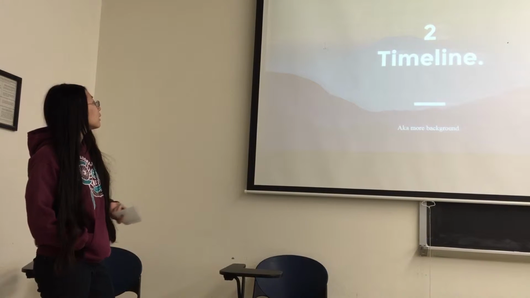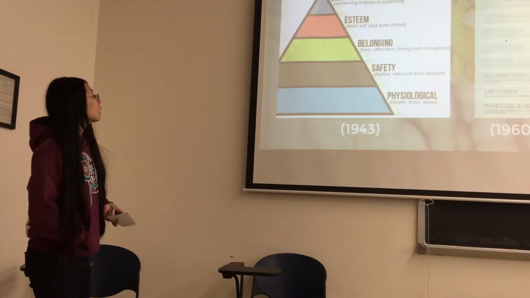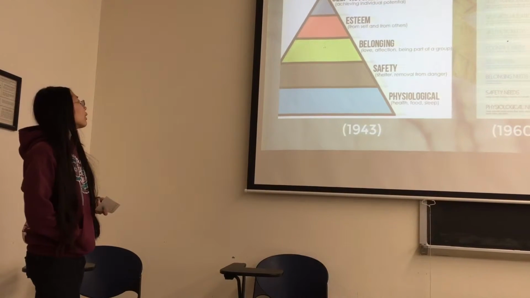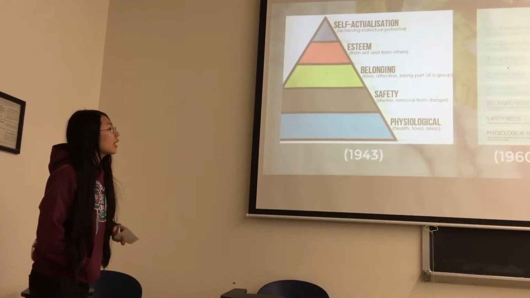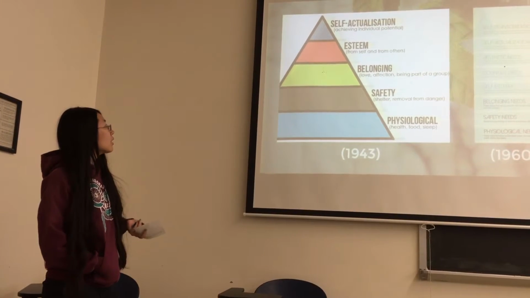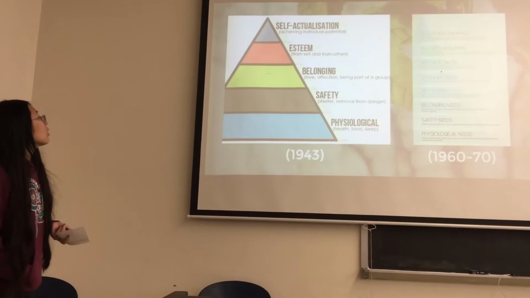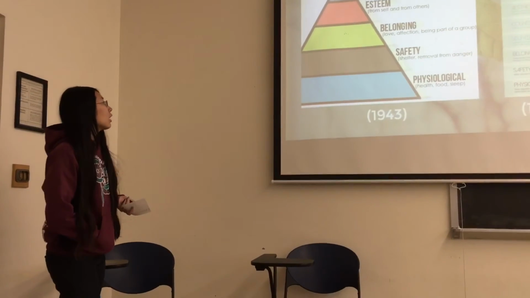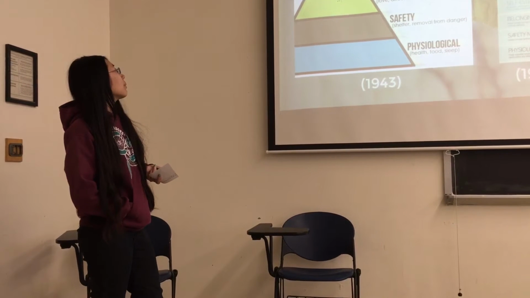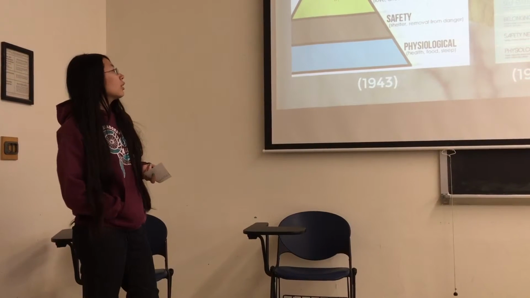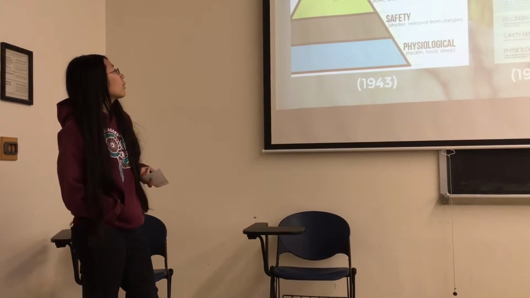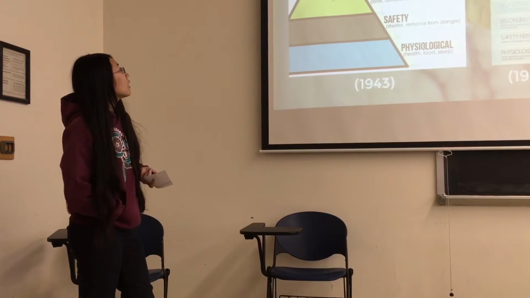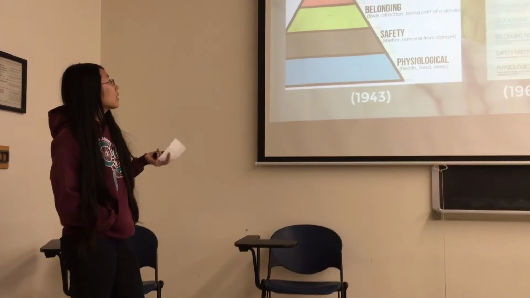And as for timeline, so in 1943, there were only 5 levels, and in the 1960s and 70s, it expanded to include 3 more. So then the original has 5 levels: physiological, safety, belonging, esteem, and self-actualization, and the next one included 3 more: cognitive needs, aesthetic needs, and self-transcendence.